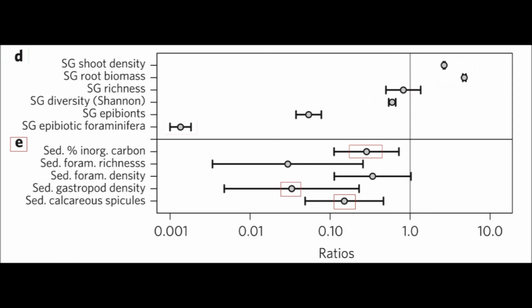Surface sediments were also analysed. As you can see, significantly reduced organic carbon and calcareous biota and their remains at the high carbon dioxide sites.